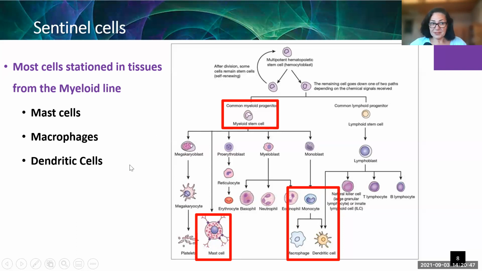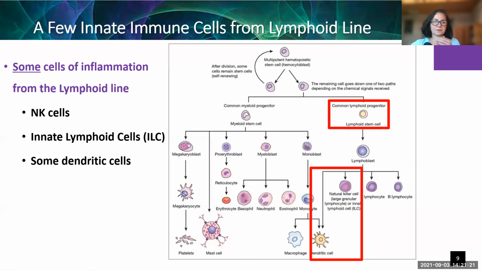There's another set of cells in the tissues, these sentinel cells, and those are called dendritic cells. And they look a little bit different, but some of them also come from monocytes. Those of you who are very observant will see that there's another arrow, and I'll get back to that arrow shortly. But as I've mentioned numerous times, the majority of the cells of inflammation come from this myeloid line. Now here's where that other arrow comes in.